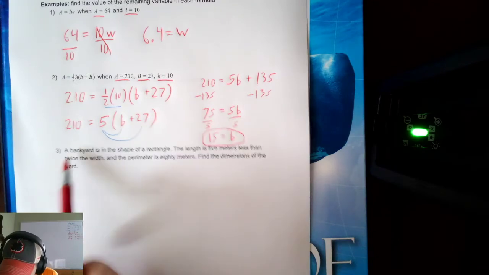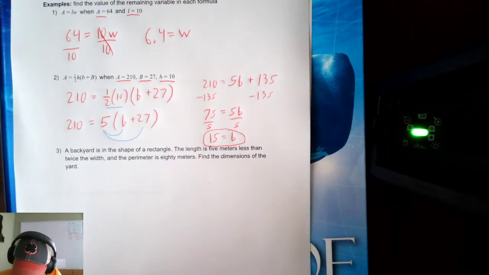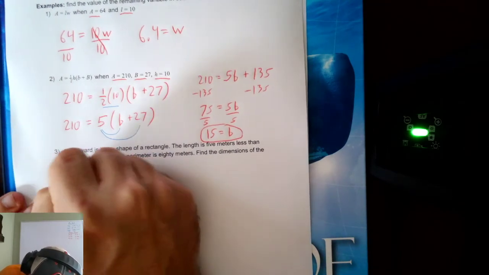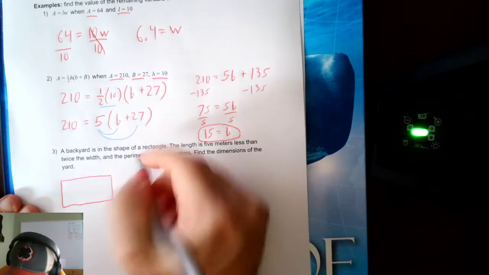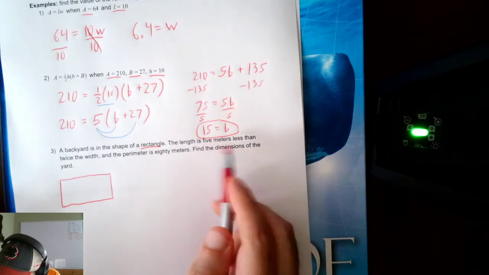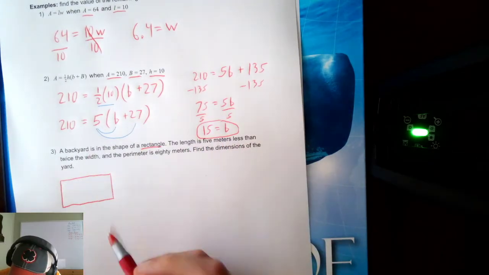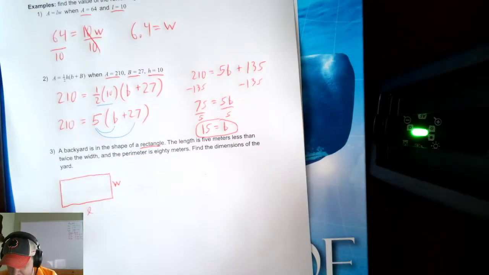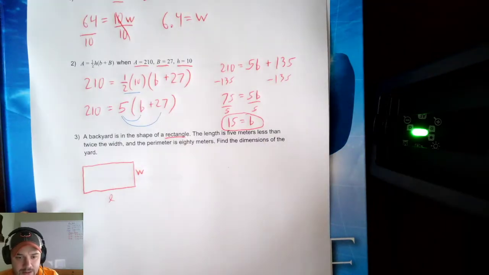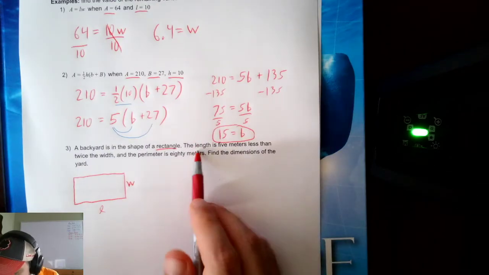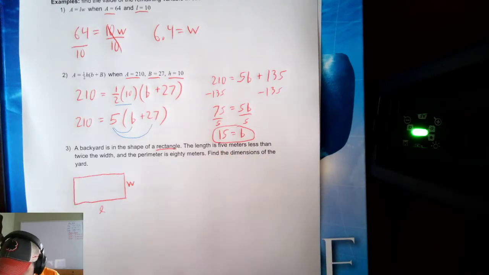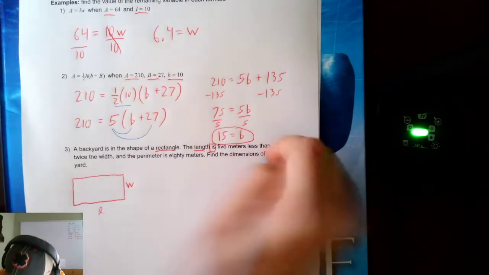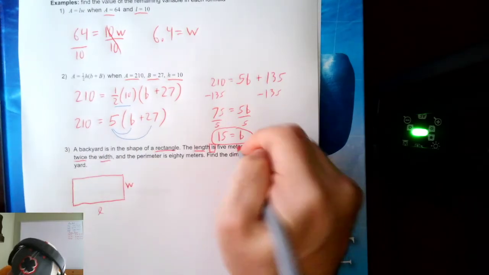Now let's take a look at this one. A backyard is in the shape of a rectangle. Well, the first thing I'm going to draw is a rectangle. A backyard is in the shape of a rectangle. The length is 5 meters less than twice the width. And we got to remember, we have a length and a width on our rectangle. And it says the length is 5 meters less than twice the width.